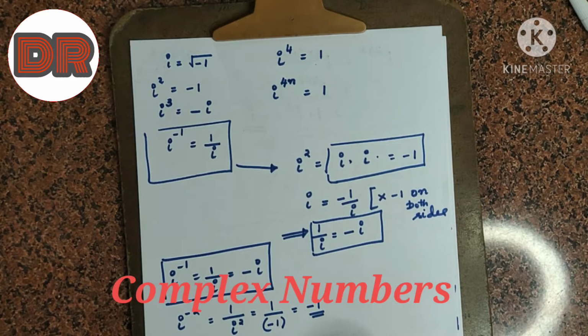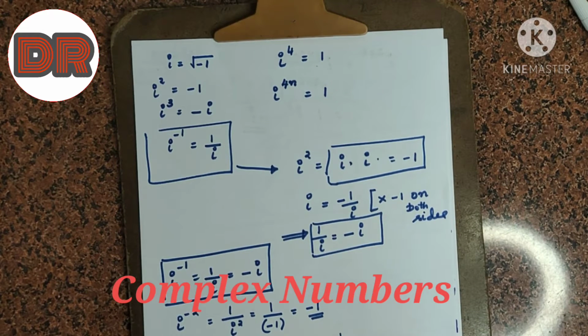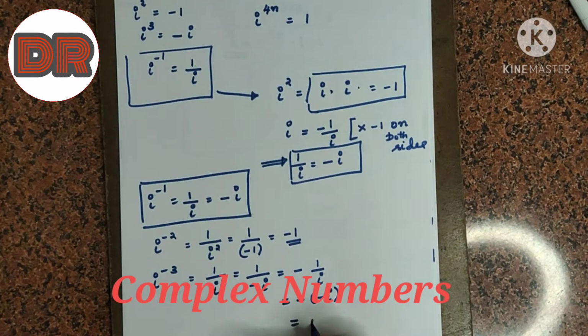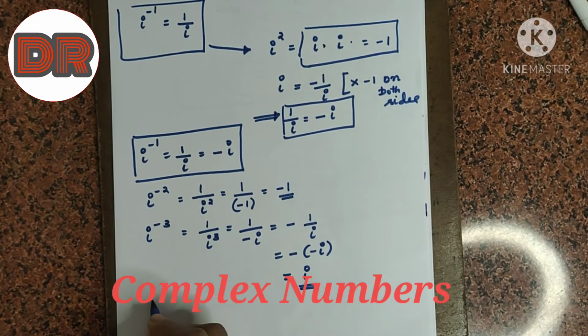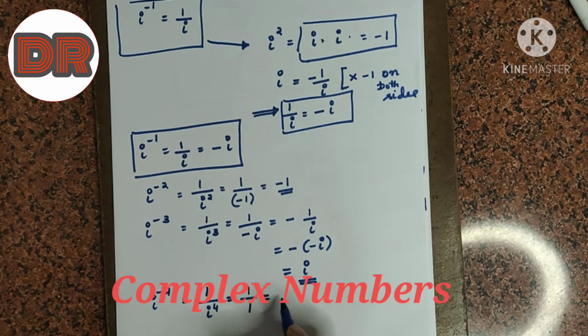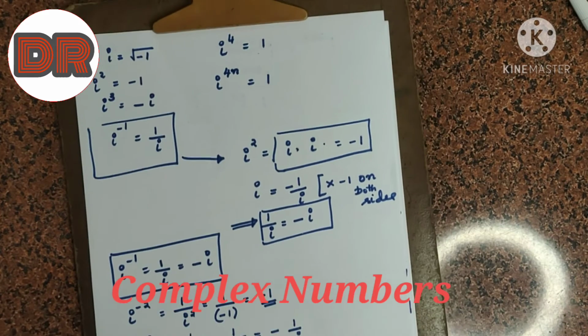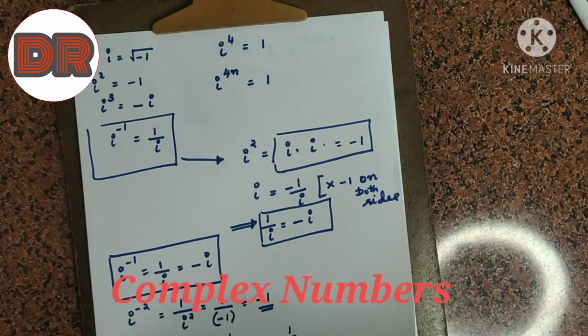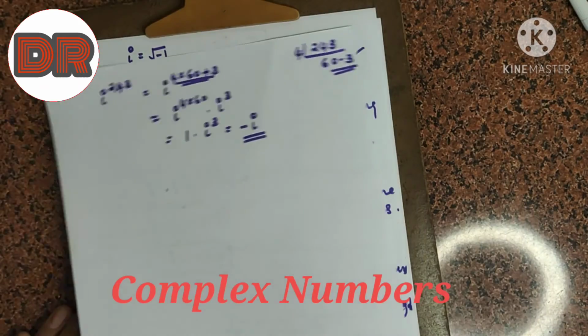This can also be written as minus of 1 by i. We have seen 1 by i is -i, so I can write -(-i) over here, which is nothing but i. Similarly, i to the power -4 can be written as 1 by i to the power 4. We have seen i to the power 4 is 1, so this value is 1. Similarly, we can find the value of any power of i. These are very important results to be remembered to calculate any expression using imaginary numbers.